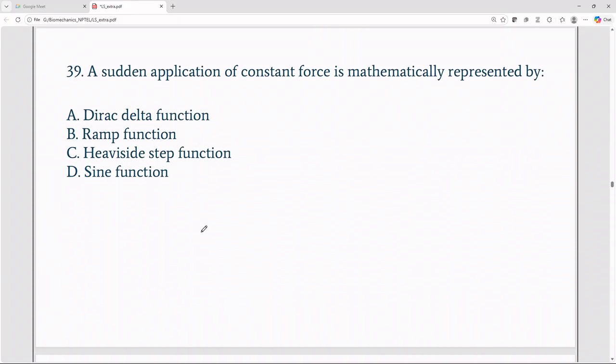Next question. A sudden application of constant force is mathematically represented by which among the following? Options are option A, Dirac delta function, option B, ramp function, option C, Heaviside step function, option D, sine function.